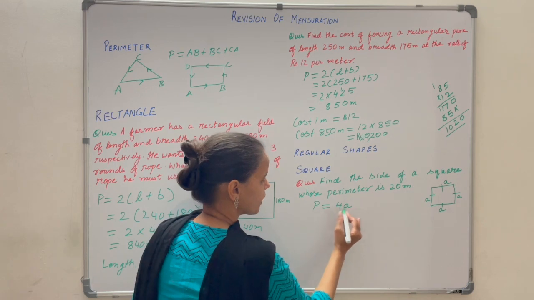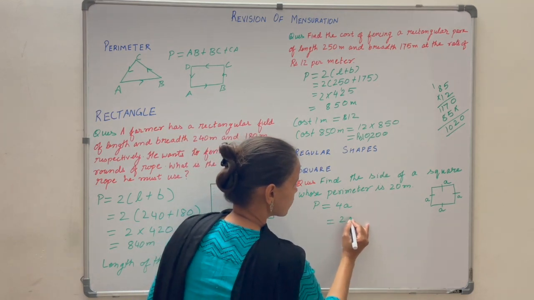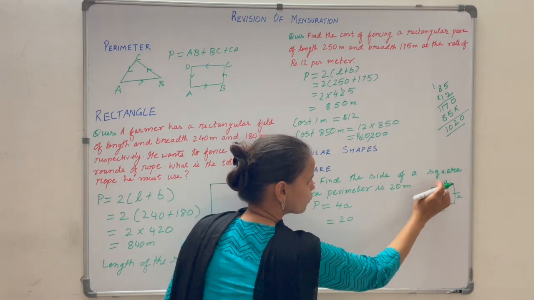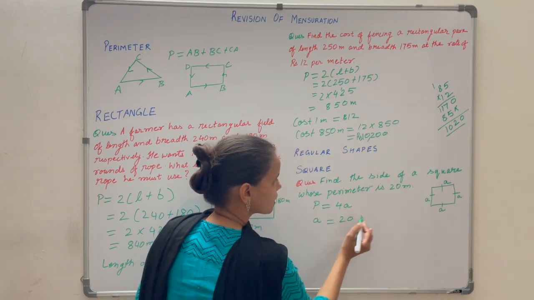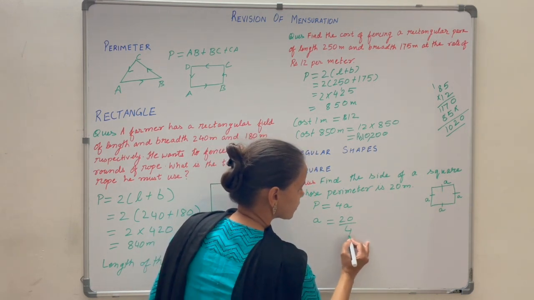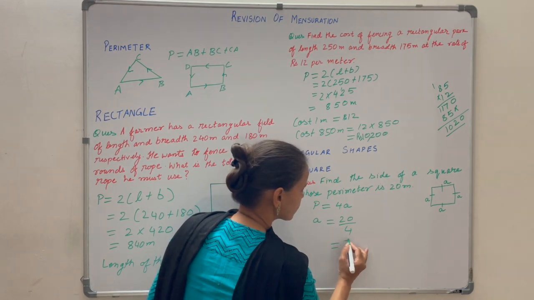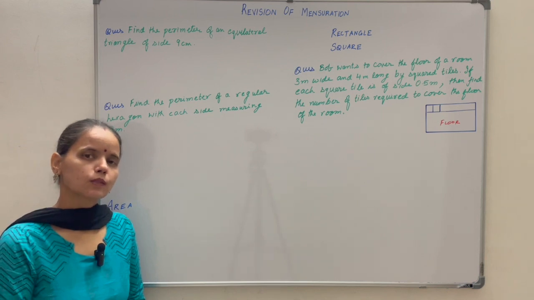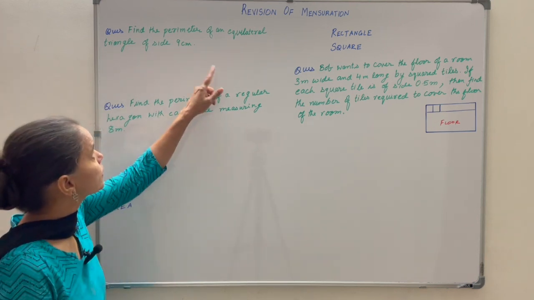They have given you perimeter is equal to 20 and this has to be divided equally among 4 sides. So how much is the length? 20 divided by 4. So that is equal to 5 meters. Now let us discuss one more regular shape, equilateral triangle.